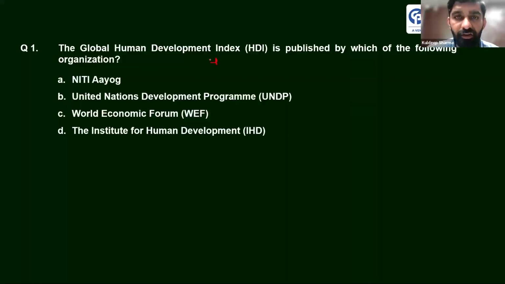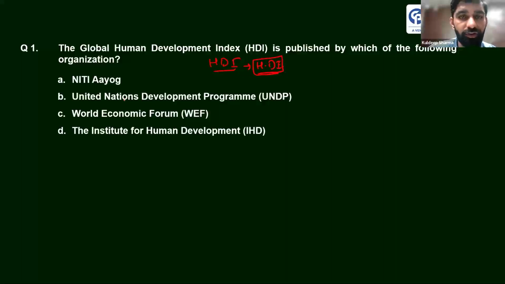So the very famous HDI index, which indicates the various stages of human development a country is in, is published in this index only. By reading this index properly, you can understand where a country stands in terms of development of human resources in the world. So the first question is regarding which of the following organizations is the publisher of the Global Human Development Index. So I have given you four options.